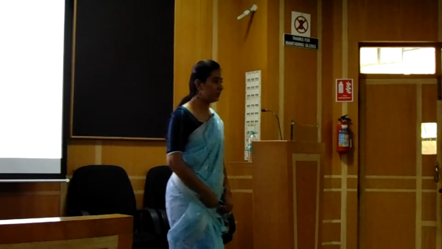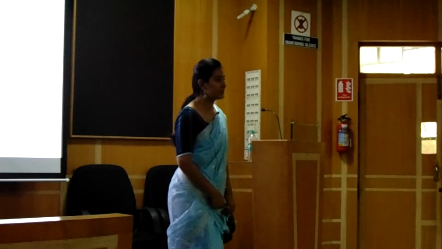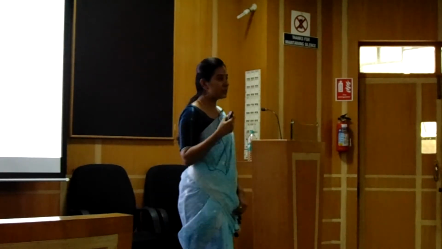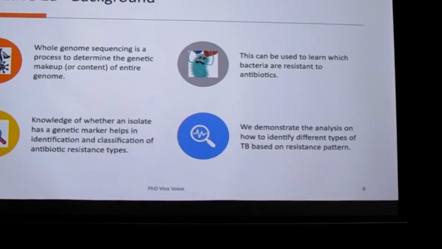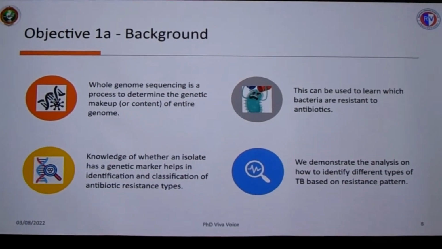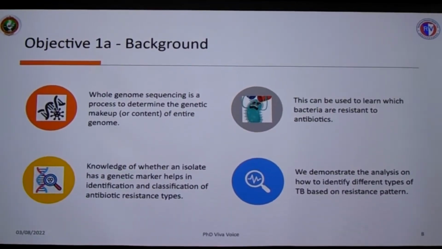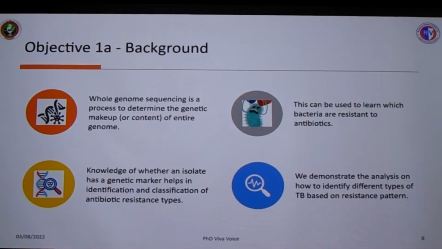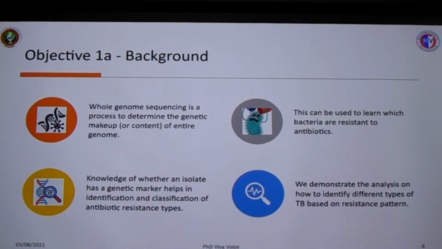Coming to the first objective of my research work, that is using WGS tools for classification of resistance types. Whole genome sequencing is basically sequencing the entire genetic content of the microorganism. By using this, we are able to identify antibiotic resistance gene markers, which help us classify the data into, for example, drug resistant, extremely drug resistant, or multi-drug resistant. By utilizing this information, we have classified the data. To demonstrate this analysis, we have utilized tuberculosis drug resistant strains from the public domain.